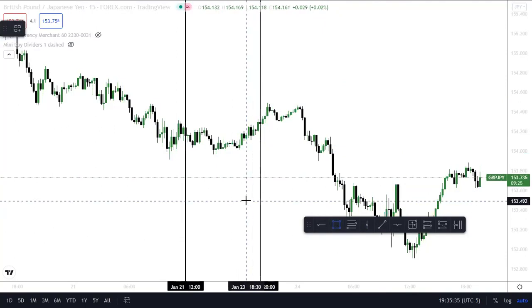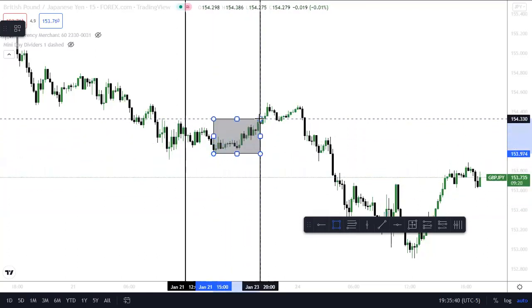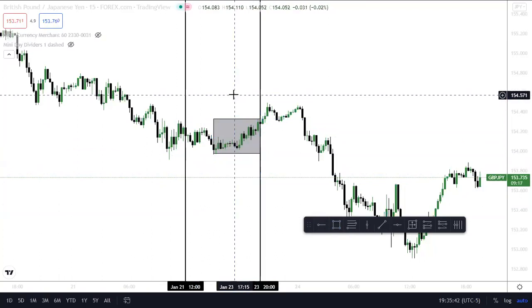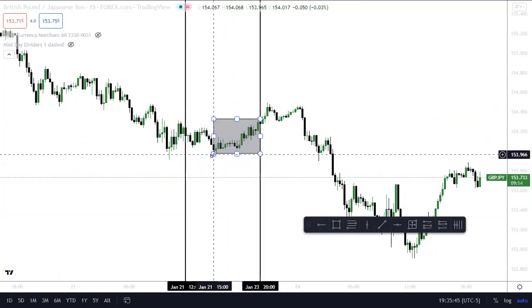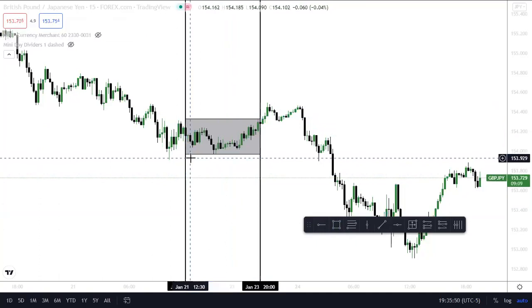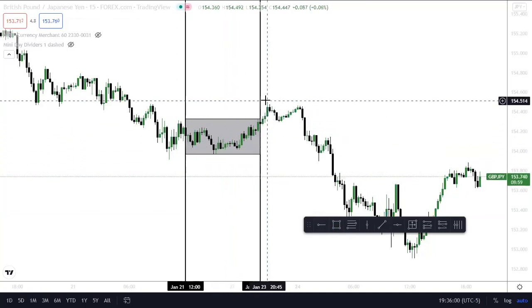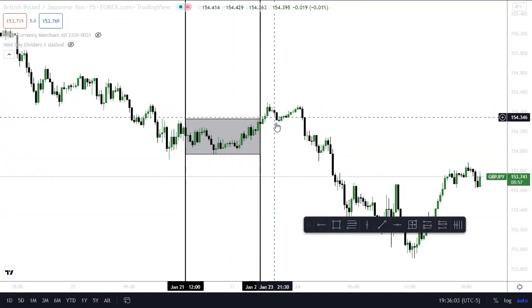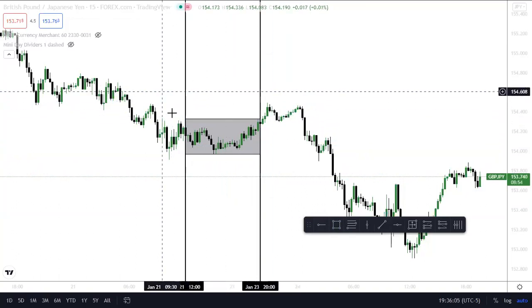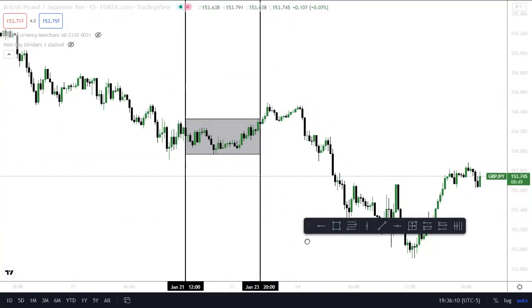Do you use the bodies or the wicks? The entire range, wick to wick. Okay, so I'm seeing that right there as the entire range, incorporating the wicks. At this time you want to see price trade above one of these. So here we have price trading above this. Would you be thinking of going short when price breaks this low, or are you more interested in going long here? I'm interested in going short.